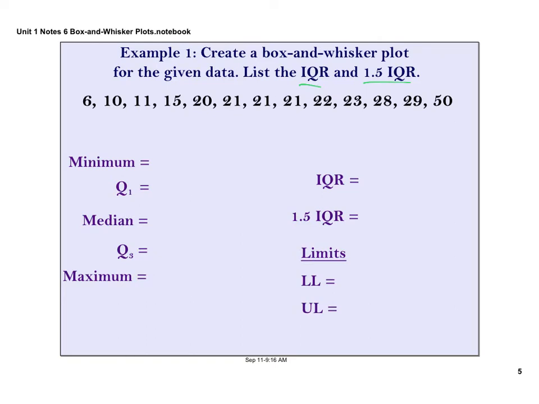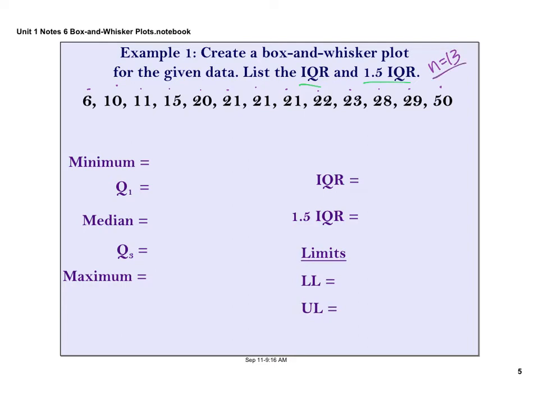6, 10, 11, 15, 20, 21, 21, 22, 23, 28, 29, and 50. It appears that my data is in order. It's good to know the N. I like to know the N. That's helpful. 1, 2, 3, 4, 5, 6, 7, 8, 9, 10, 11, 12, 13. My N is 13. That means I'm going to have a true middle, which is kind of nice. You'll have a true median.